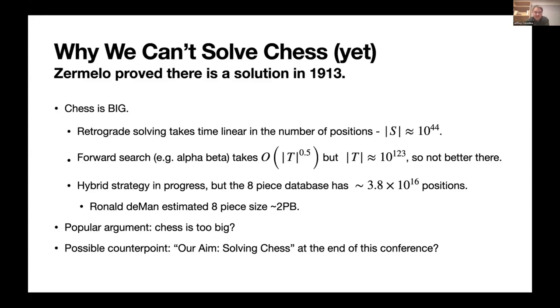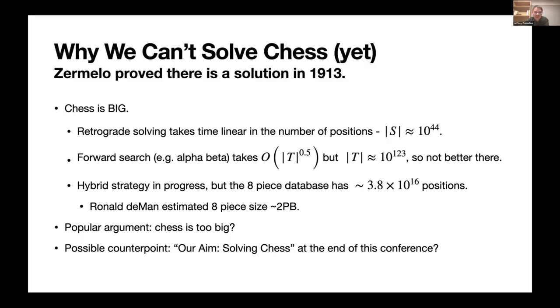But the popular narrative is that chess is really big. Retrograde solving, trying to tackle chess, is looking at 10 to the 44 positions. That's an awful lot. And if we talk about search strategies, we can get the square root of the game tree size, but the game tree size also appears to be very big, and that's not actually smaller than the solve-all-the-positions version.